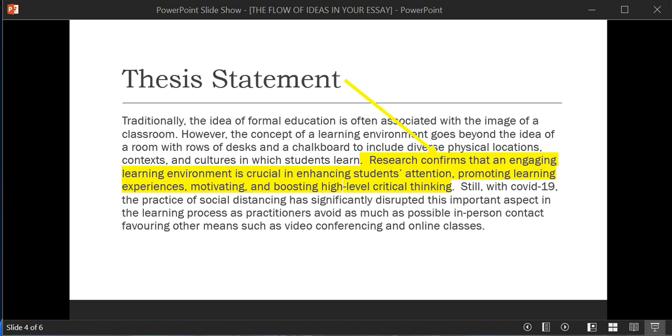Now, in my introduction, I can say that this sentence here, research confirms that an engaging learning environment is crucial in enhancing students' attention, promoting learning experiences, motivating and boosting high-level critical thinking, can be considered, I would call it, a thesis statement. Of course, we should not forget this is half of the question. Yes, indeed, I'm going to talk about the importance of the learning environment, yet COVID-19 should also be considered. So that is a thesis statement, but COVID-19, we should not forget it.